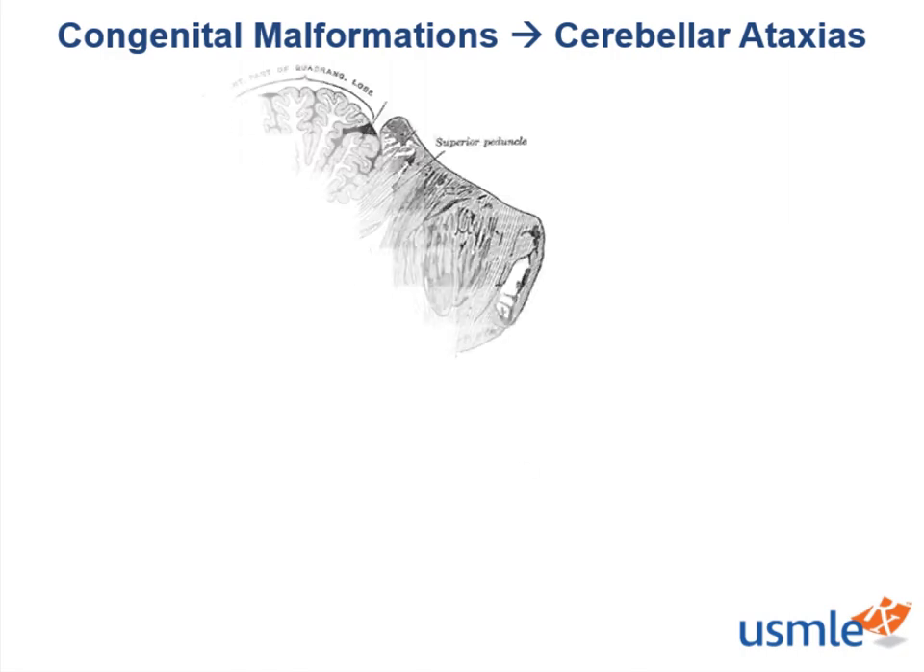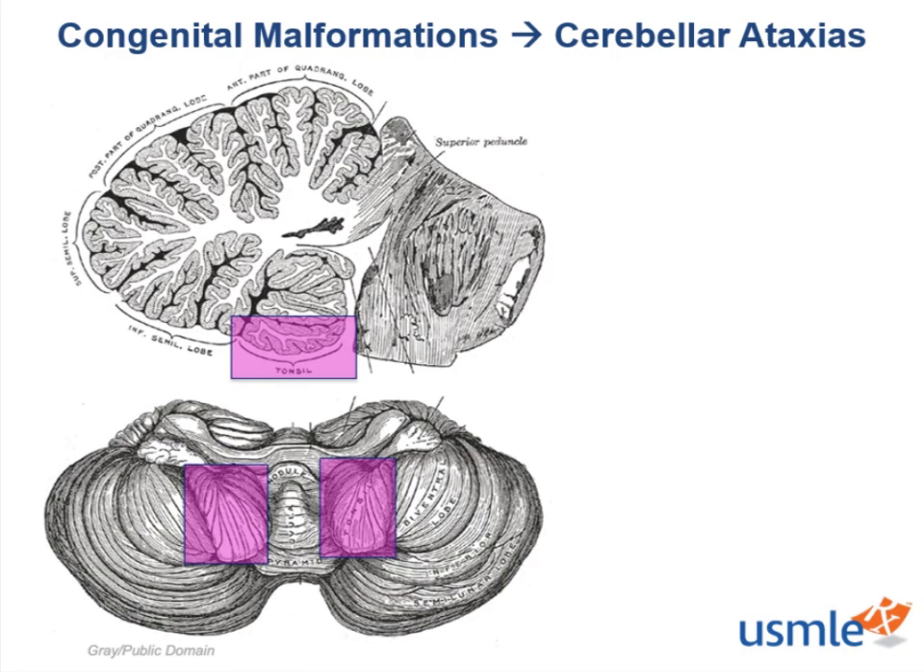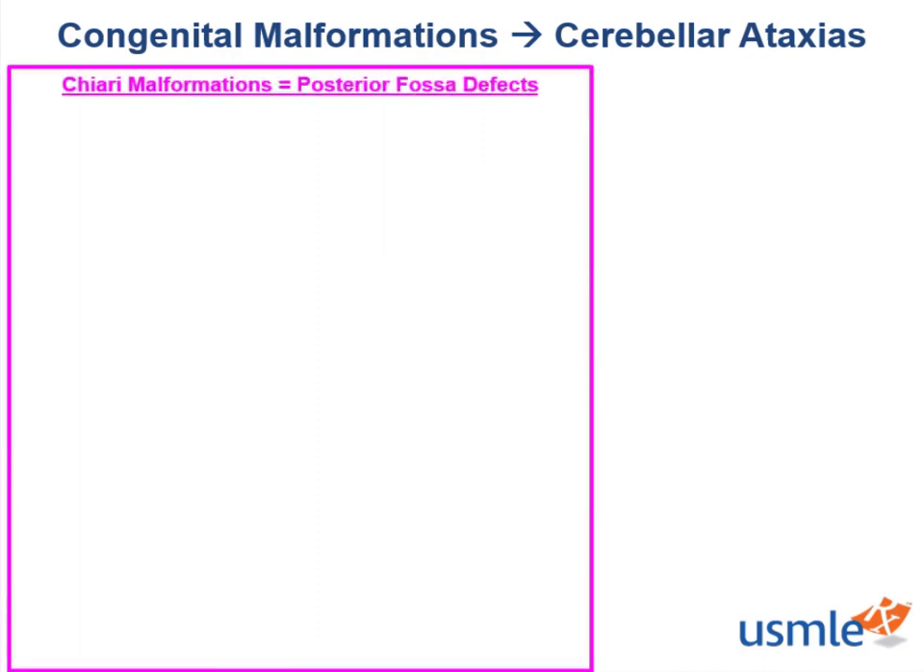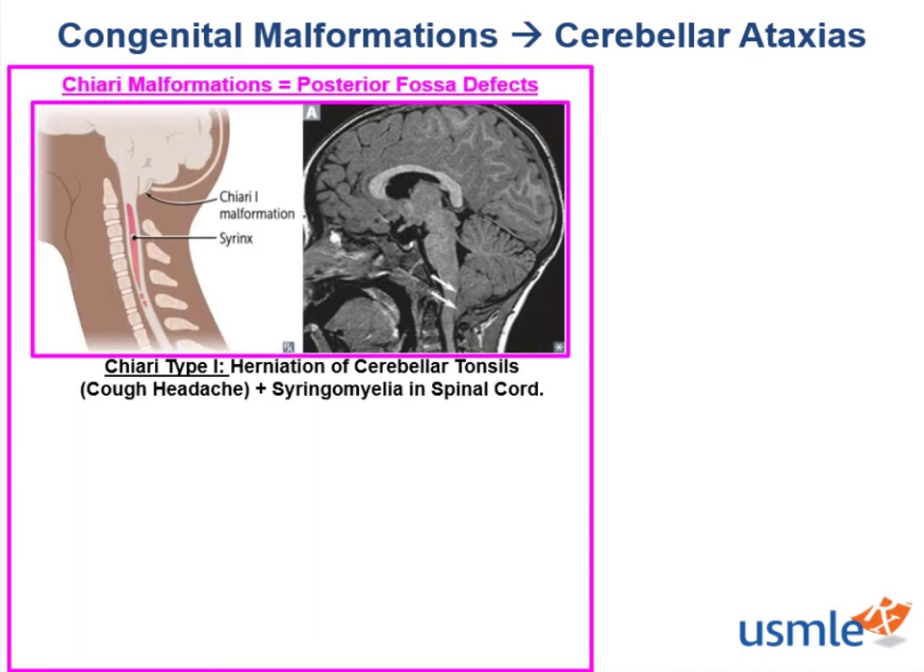To understand congenital malformations, you must understand the cerebellar tonsils, which are outpouches of the cortex shown in the sagittal image at the top and the inferior view of the cerebellum at the bottom. These tonsils are abnormal in Chiari malformations, which are posterior fossa, where the cerebellum sits, defects.